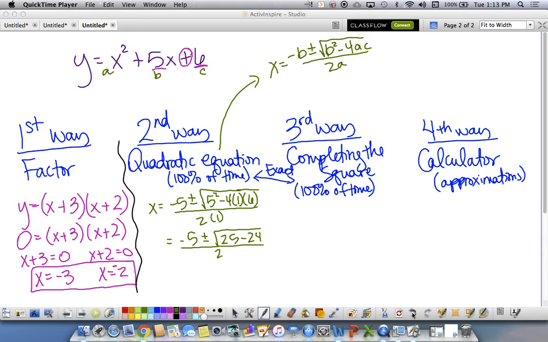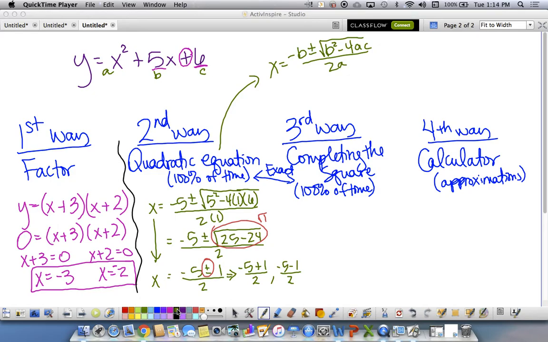All over 2. So here my square root, I've got to deal with this little piece right here. What's the square root of 1? It's simply just 1, right? So here we go. We have negative 5 plus or minus 1 divided by 2. So this is still x equals. I haven't changed that. So now I have two problems here. I have a plus and a minus that I have to deal with. Okay? So I have negative 5 plus 1 over 2. And I have negative 5 minus 1 over 2.